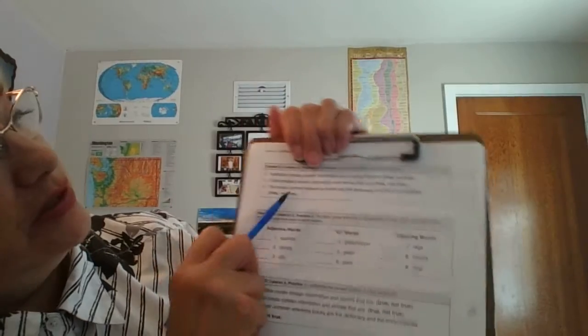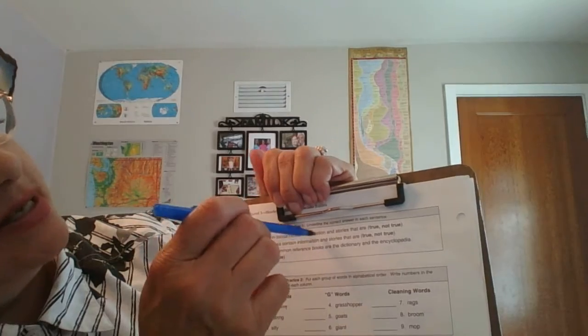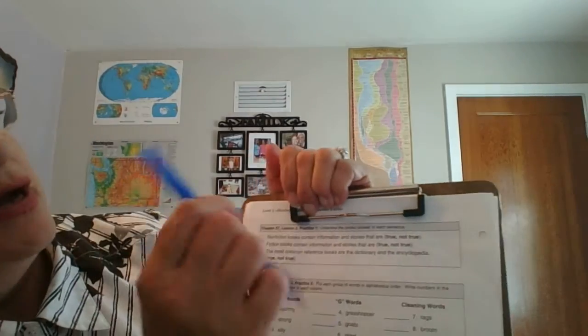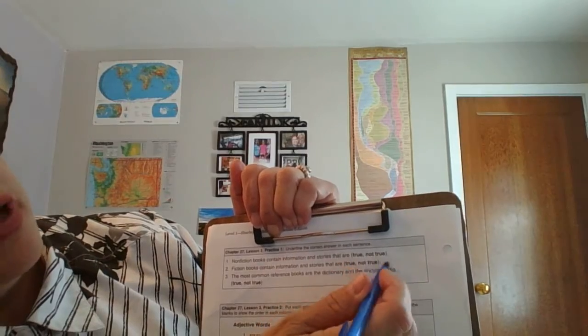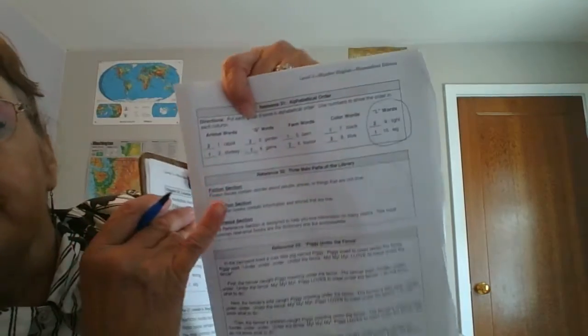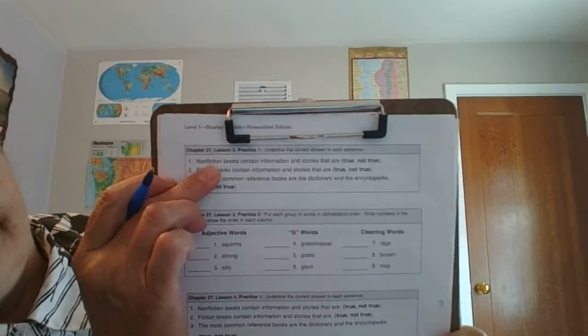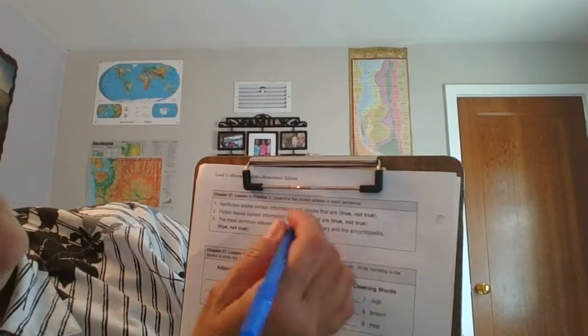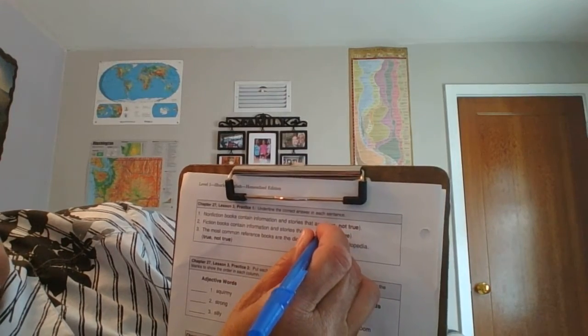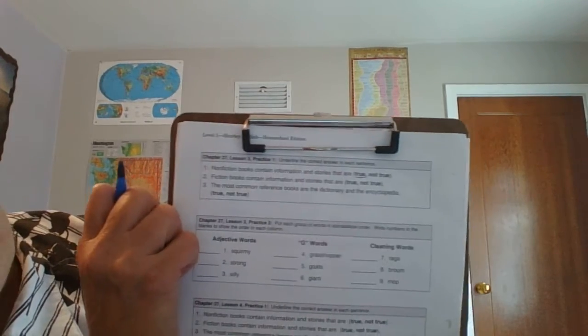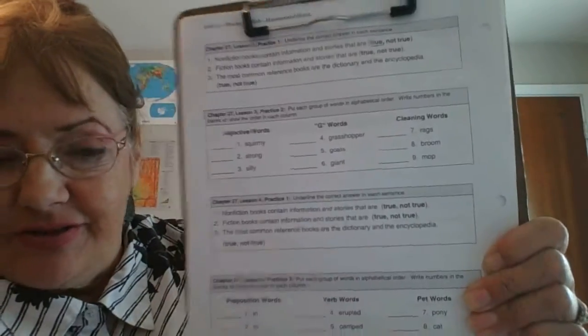Anyway, so I would like to see you kids try to answer these. It says nonfiction books contain information and stories that are, and your choices are true or not true. And we just kind of went through a lot, so go ahead and feel free to refer right back to your reference section again, and I'll help you with that first one though. Nonfiction books contain information that is true, that are true. Go ahead and try these other two on your own, and I'd love to see you do that whole page.